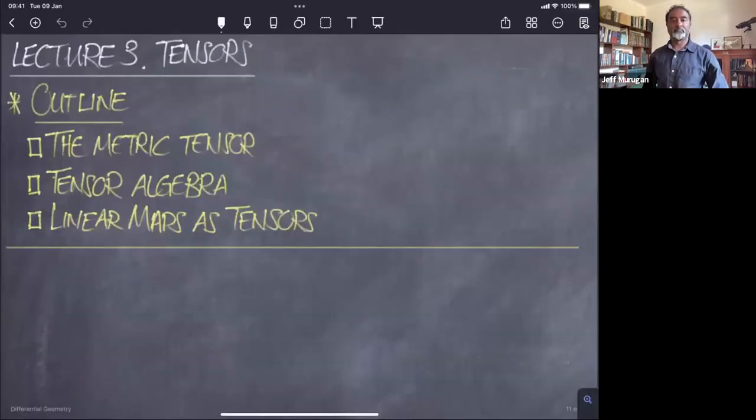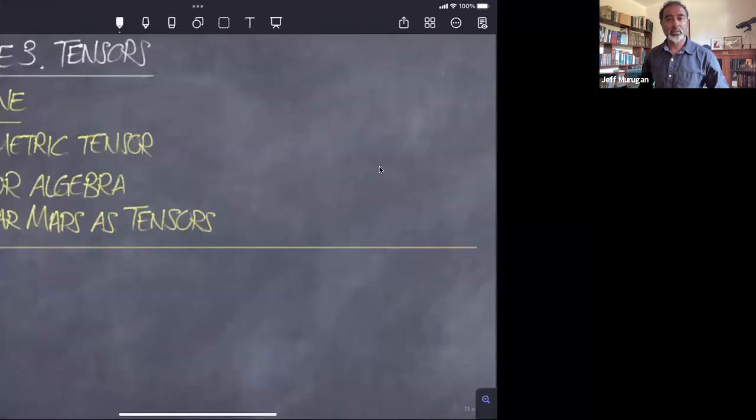And start screen sharing. Everybody seeing this? Right. Yes.